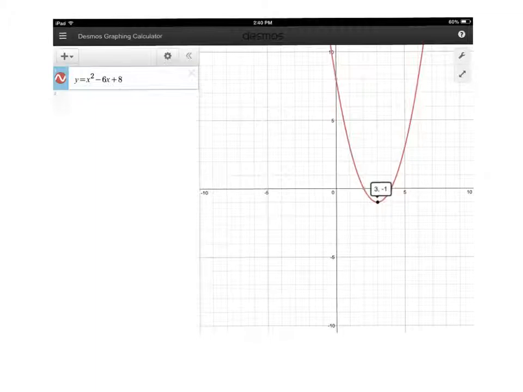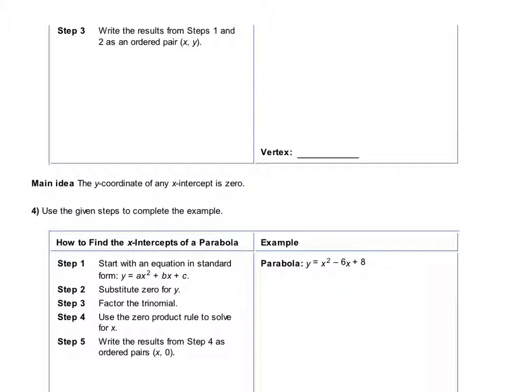All right, so I have graphed this. I've used Desmos. I use the app on my iPad, but you can just use the graphing calculator online at desmos.com. And I've typed in y equals x squared minus 6x plus 8, and it has graphed this for me. And what's really cool about it is if you point to the vertex, or in my case on the app, if you tapped on it, it's actually going to tell you what the vertex is. It tells you right here that the vertex is at 3, -1. So that answers our question for step 3. The vertex of this was at 3, -1.